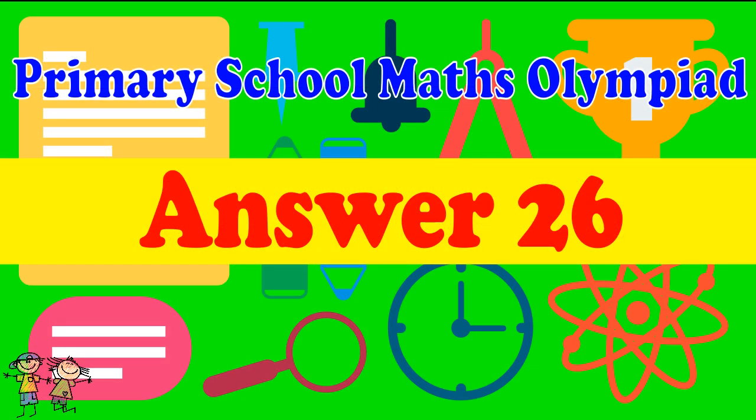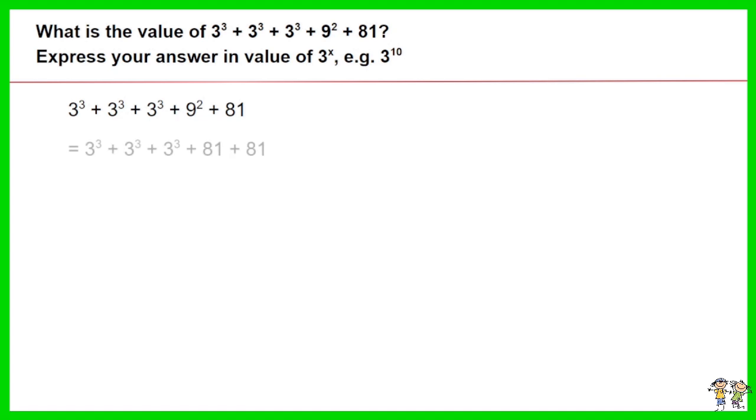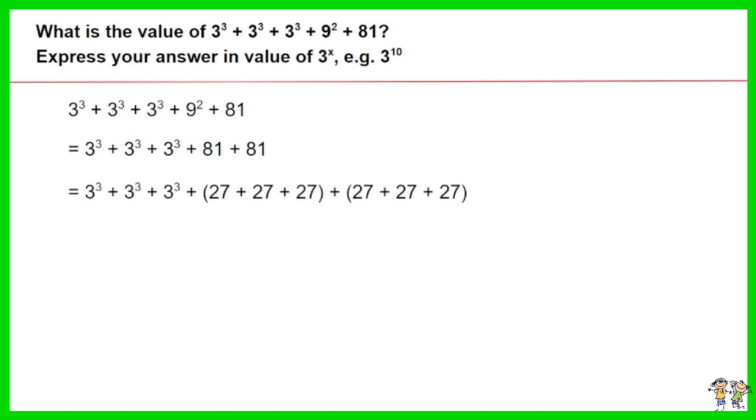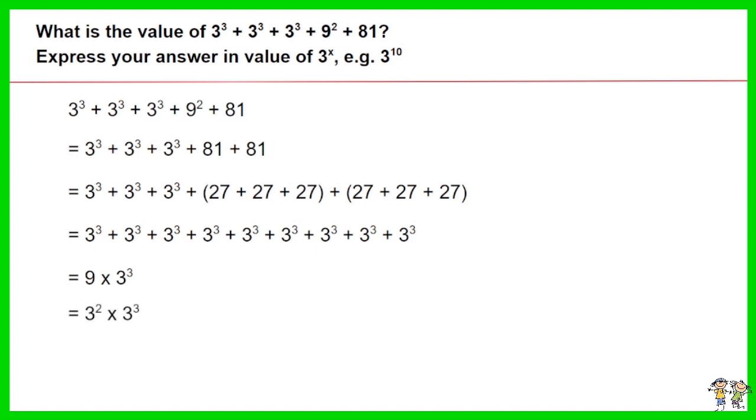Answer for question 26. Change the value of 9 to the power of 2 to 81. The three 81s are equal to 27 plus 27 plus 27. 27 is equal to 3 to the power 3. The expression is now equal to 9 times 3 to the power 3. 9 is equal to 3 to the power of 2. 3 to the power of 2 times 3 to the power of 3 is equal to 3 to the power of the sum of 2 and 3. Solve the equation. The answer is 3 to the power of 5.